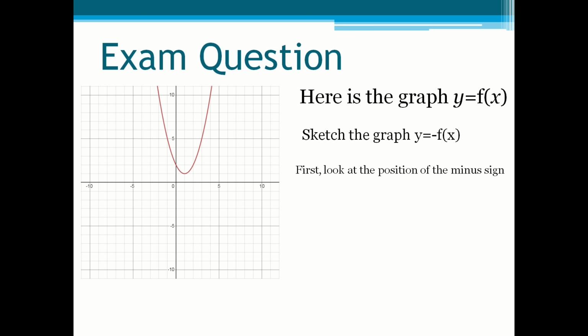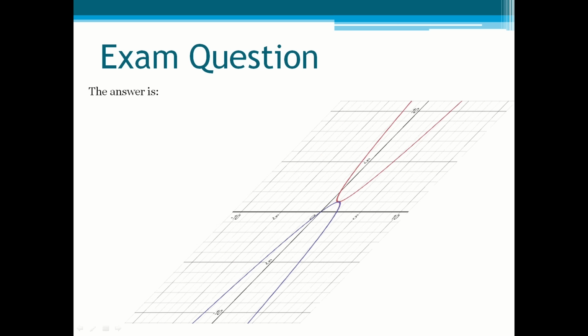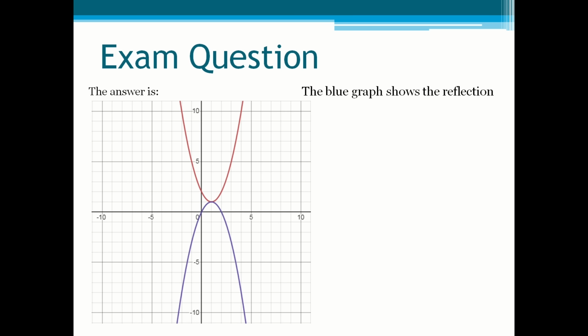First, you have to look at the position of the minus sign. It's outside of the bracket, which means that it would be a reflection in the x-axis. Reflection in the x-axis means it's up and down of the x-axis, so in this case the graph is going to flip upside down. And the answer is this. The blue graph shows the reflection.